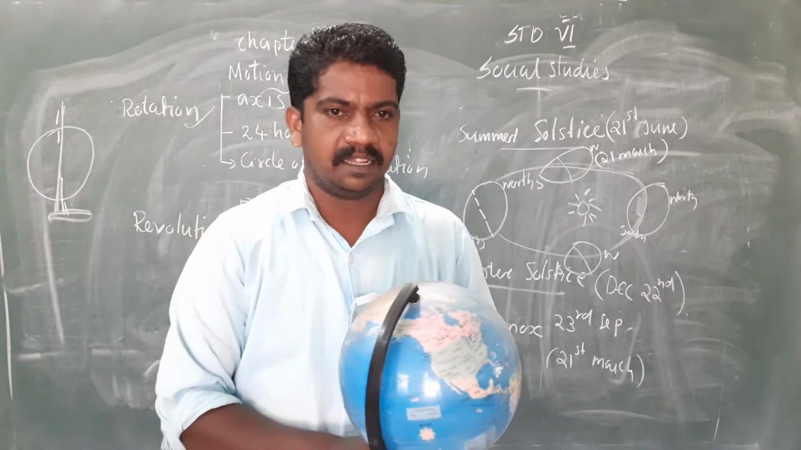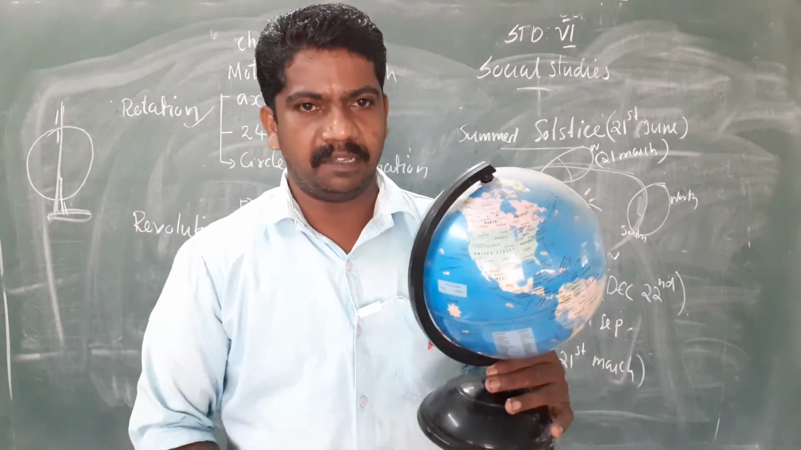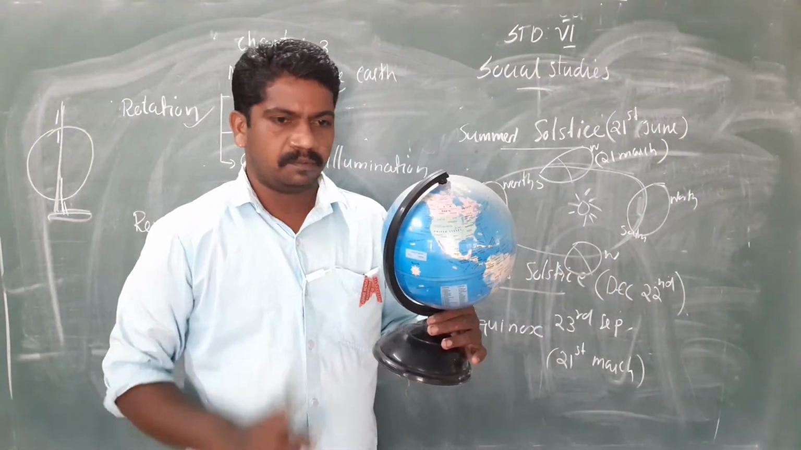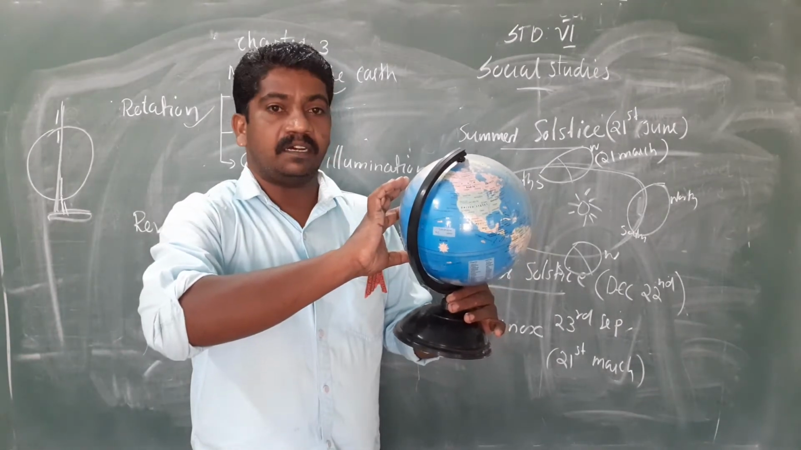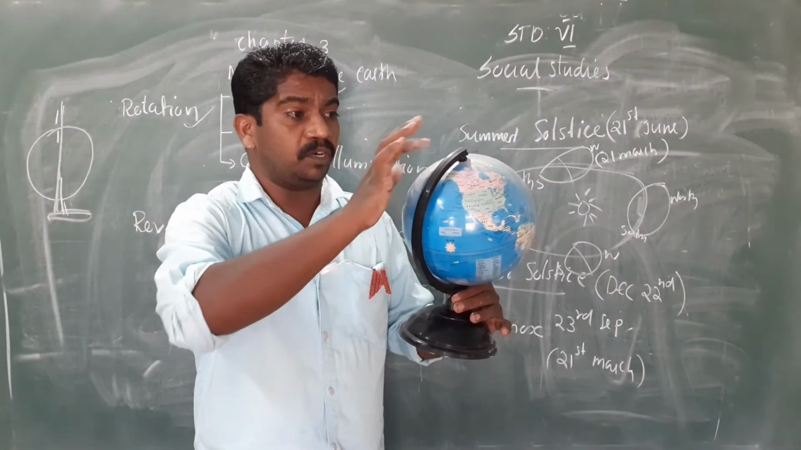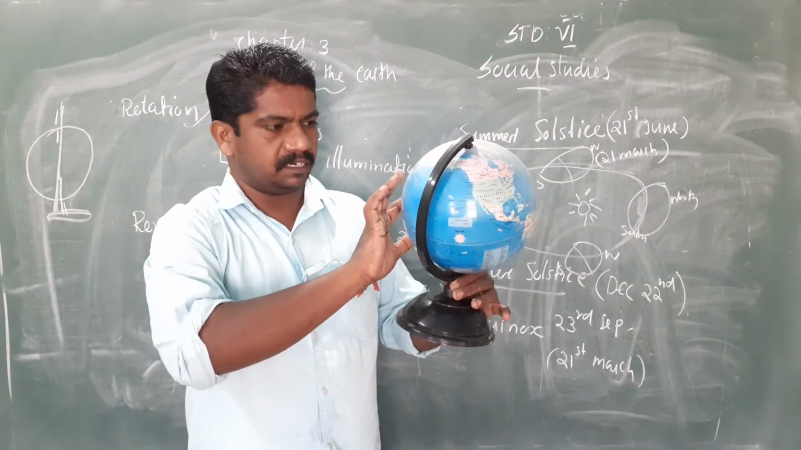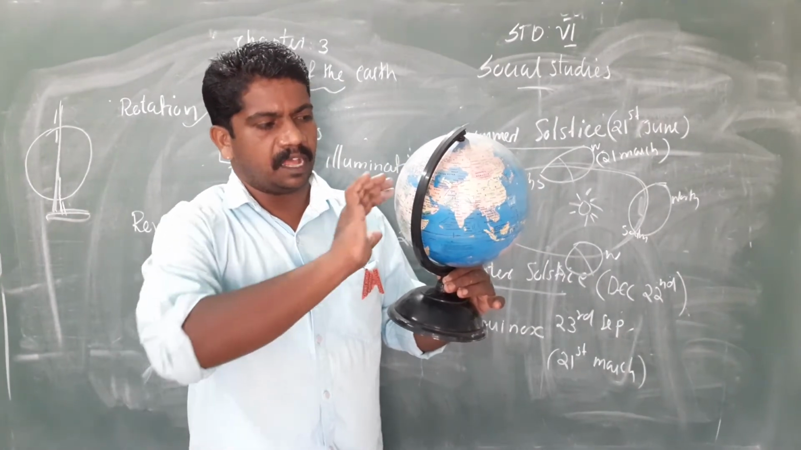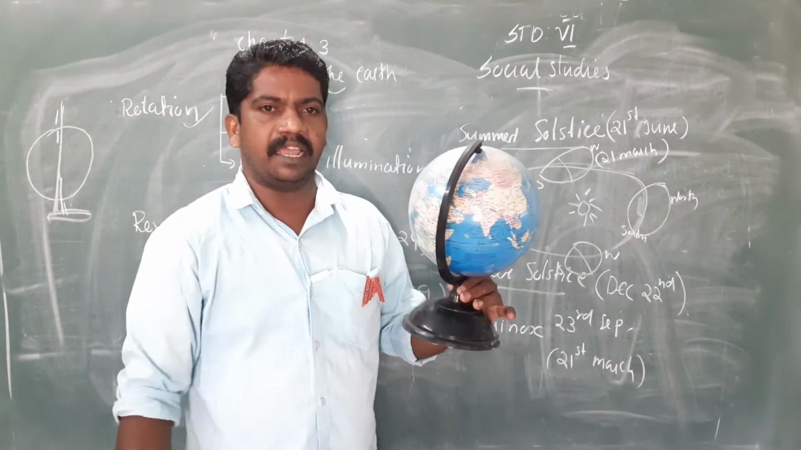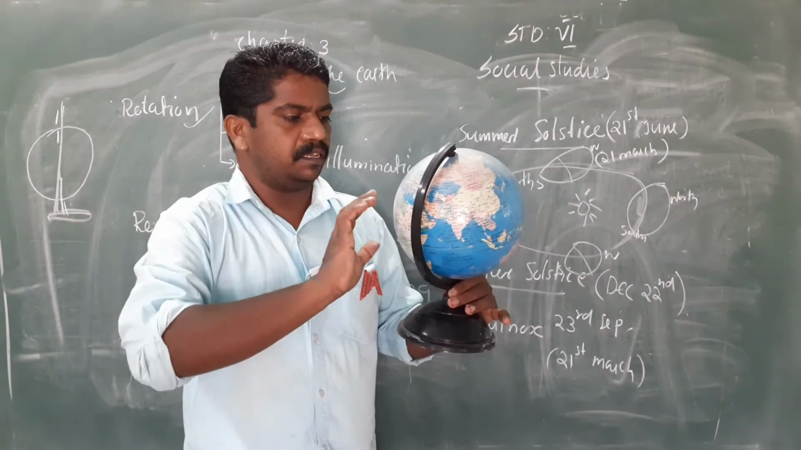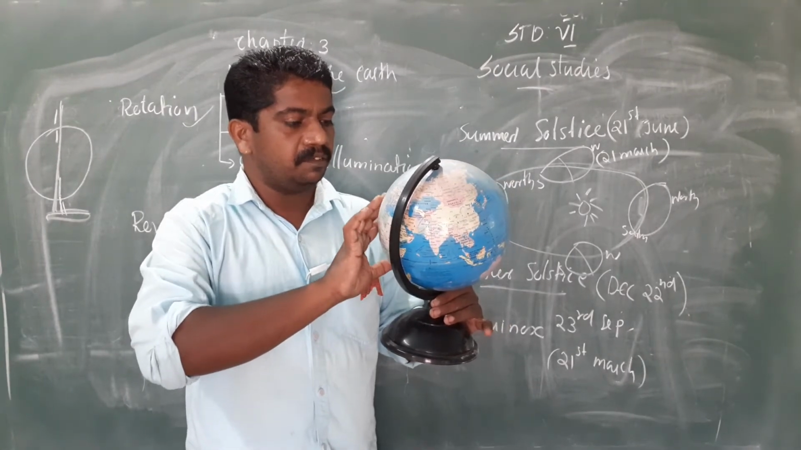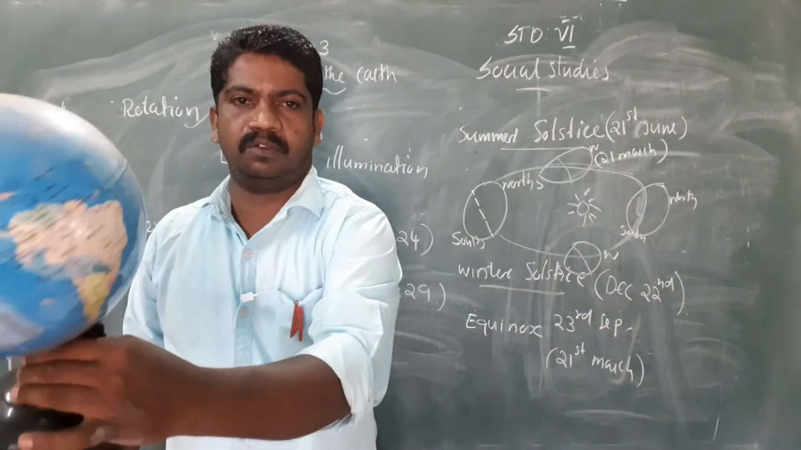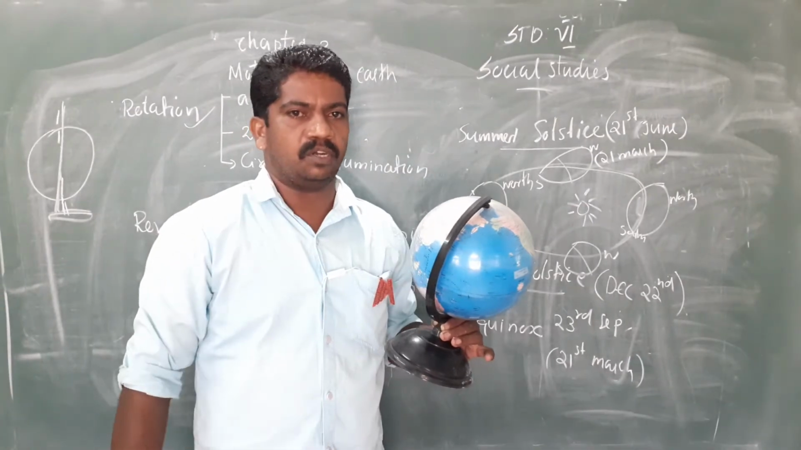You can see this is the globe, the model of the earth. We can see two types of movements of this. First one, the earth rotates on its axis. This motion is called rotation. As a result of this rotation, day and night occurs. Then another motion is when it is rotating, the earth also revolves around the sun like this. These two types of motion we are going to study.